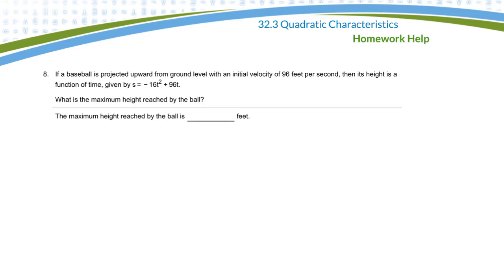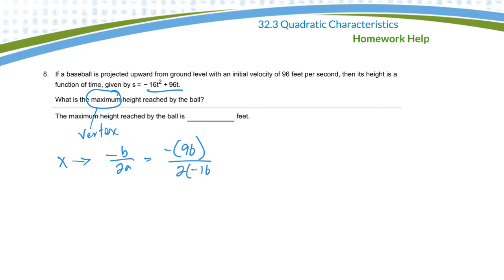Baseball question. Here's the function, and they say, what's the maximum height? Oh, they should ask for the time too. Oh, well. Anyway, if they're looking for maximum, I'm thinking vertex. So I'm using my formula to get the x value of the vertex, minus b over 2a. So minus b is 96, over 2 times a. A is a negative 16. So that's negative 96 over negative 32.